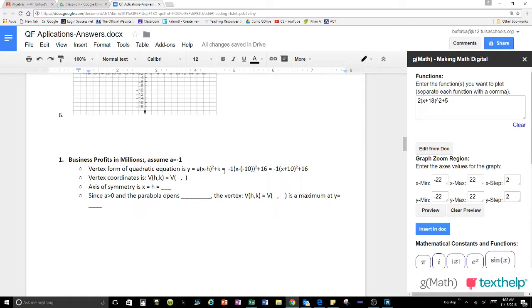Okay, so this is what we'll actually graph when we get down to step 5. Here, H is -10. K is 16. Again, the axis of symmetry is that x equals H, which is -10. And here, A is less than 0.